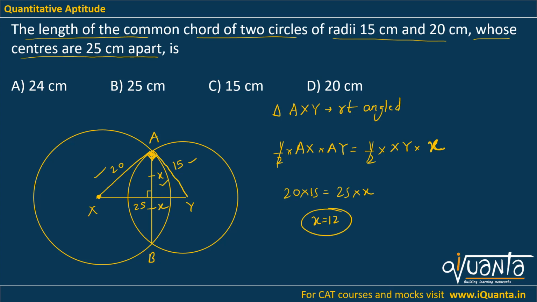We can double it and we'll get 2x, which is the length of AB. AB will be equal to 2x, that means 24. So option A will be the correct answer. So that's it. That's how we can find the length of a common chord.